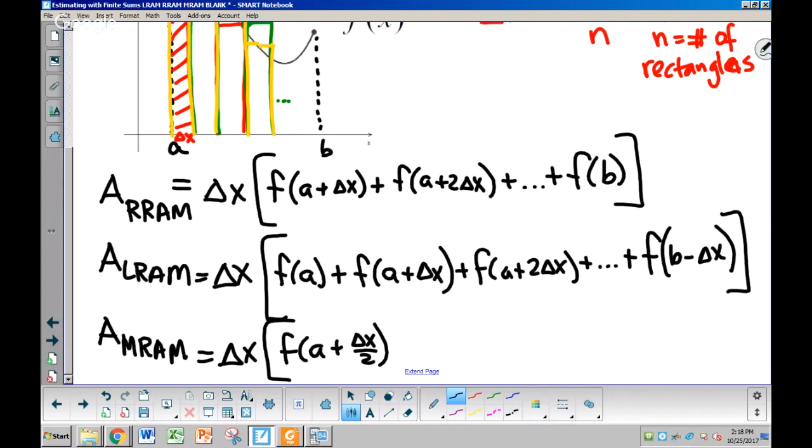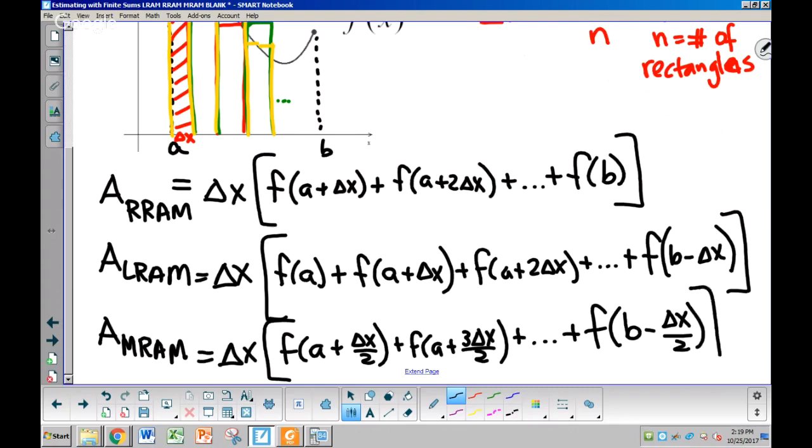Right, plus f of a plus 3 delta x over 2. Yep. Because they're delta x apart, aren't they? So you're going to add a delta x every time. Plus, I'm going to go to the end, f of b minus delta x over 2. After f of a plus 3 delta x over 2 would be f of a plus 5 halves delta x, because what we're adding is 2 delta x over 2 every time, right? Because they're delta x apart. Yes. All right, so that is RRAM, LRAM, and MRAM.